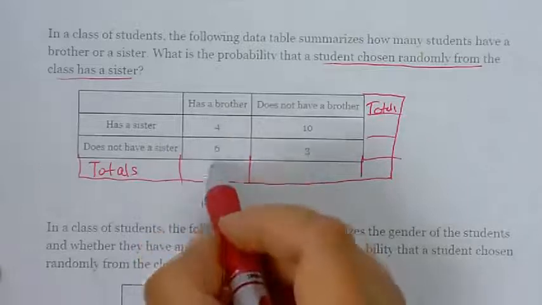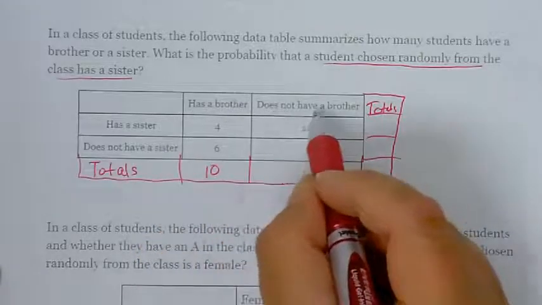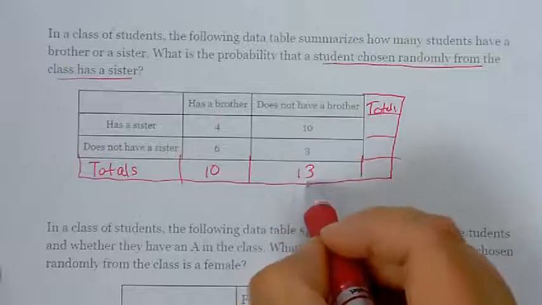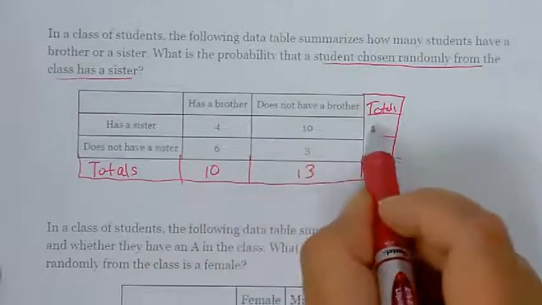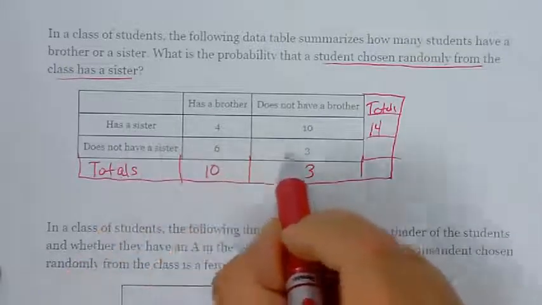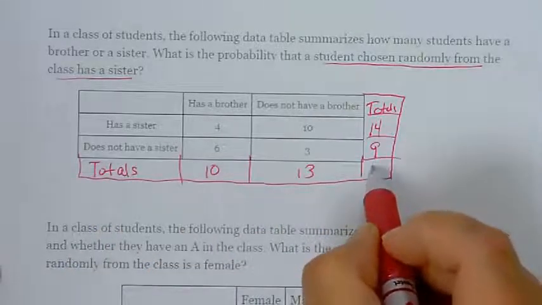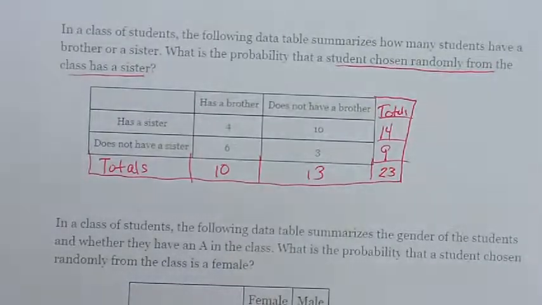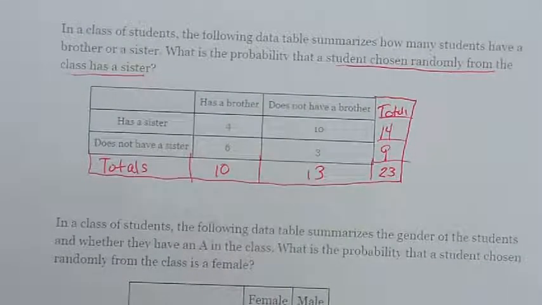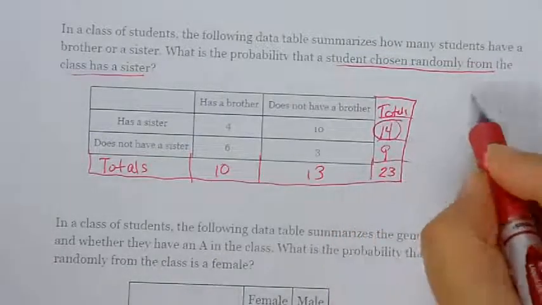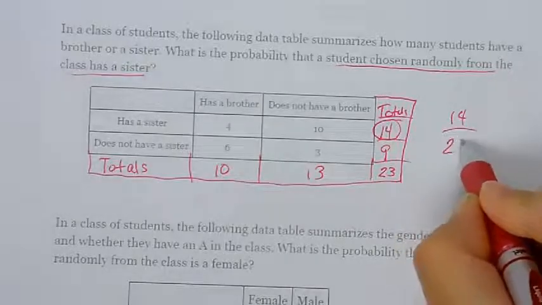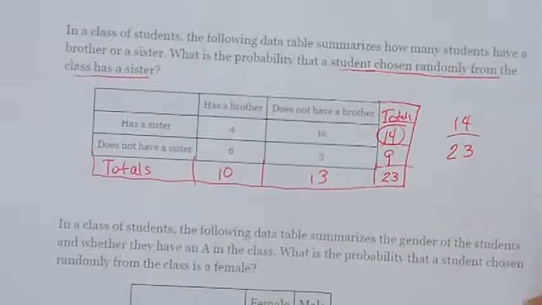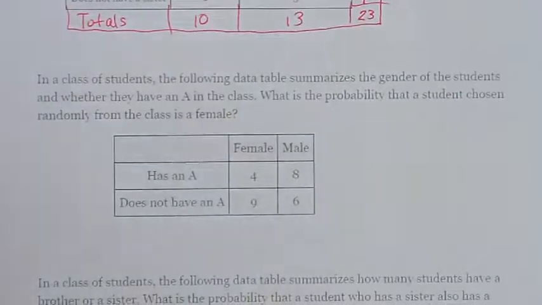So what I have here is a total of 10 people that have a brother, 13 that don't have a brother. I have 14 that have a sister. I have 9 that don't have a sister. And I have a total of 23 people in the class. So I want to find the probability that a student chosen has a sister. So how many have a sister total? 14 out of 23. So the probability would be 14/23.